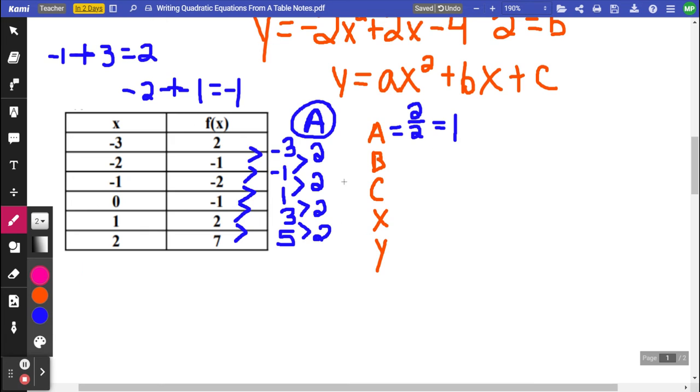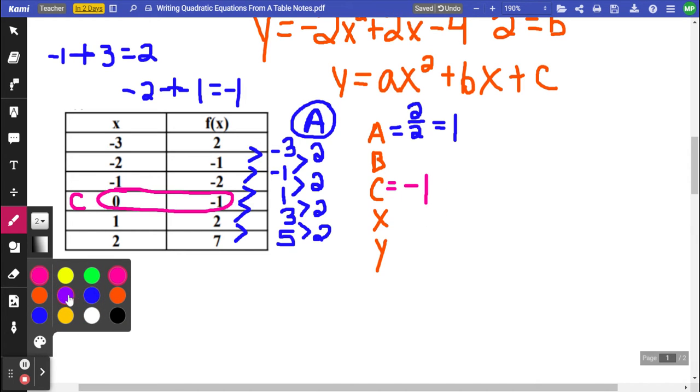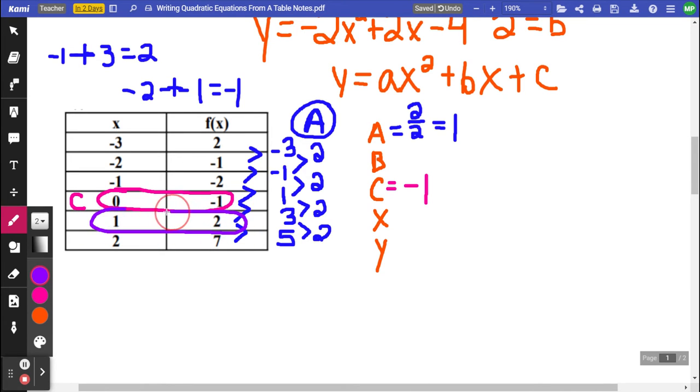Now let's go find our C. So I go find where X is 0. -1. So this is your C. And then for my X and Y, I'm going to use what point? I'm going to use 1 because it's the easiest. So this is your X. This is your Y. The reason we just pick a point is because we're going to plug in to find our B.